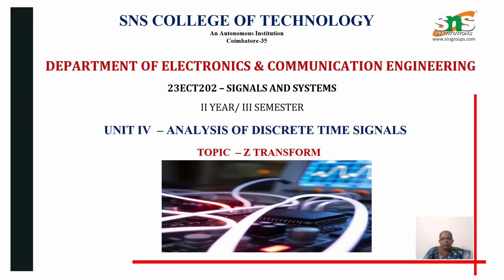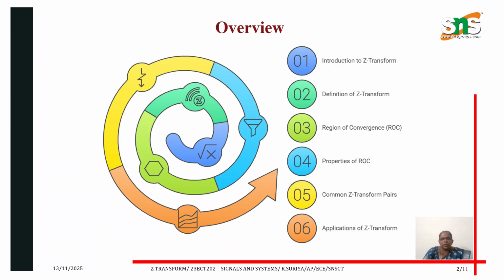In this video, let us see about Z transform, which is a tool used for analyzing discrete time signals and systems. So let us see an overview of Z transform, which is a powerful mathematical tool used in signal processing, control systems, and other engineering disciplines. So this presentation covers the definition of Z transform, what is region of convergence, properties of region of convergence, and applications of Z transform.